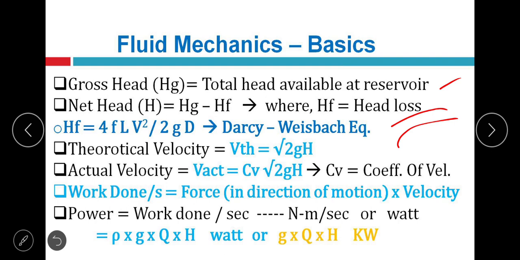Work done per second is equal to force in the direction of motion multiplied by velocity. Power is equal to work done per second, that will be in Newton meters per second or watt, that is equal to rho gQH, where rho is mass density, g is acceleration due to gravity, Q is discharge, H is net head, in watts, or rho gQH divided by 1000 in kilowatt.